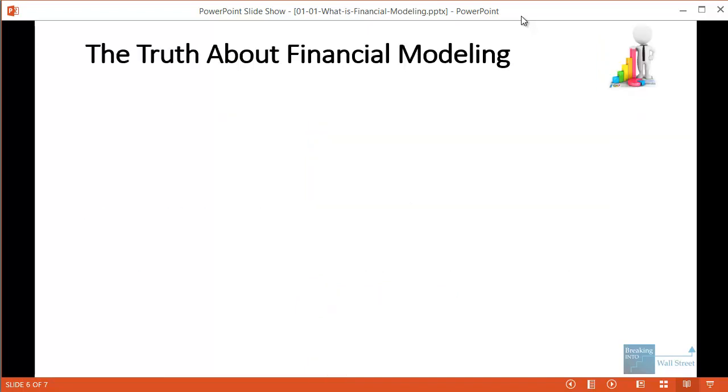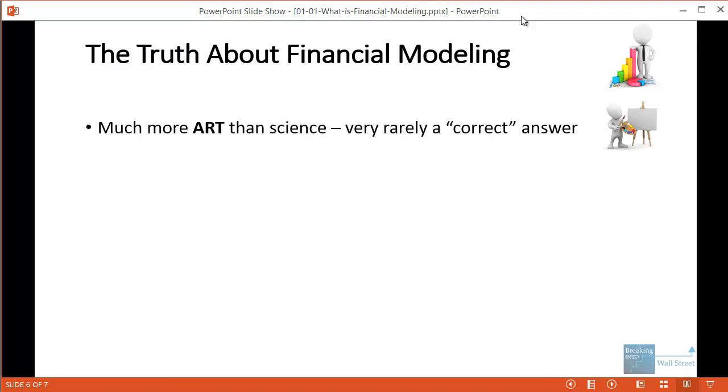Now, there are a couple points about financial modeling that a lot of people overlook or don't really get correct, and there are a lot of misconceptions about it as well. Going back to the point I made before, if you look at this topic online, you find, in my opinion, a lot of confusing and misleading information that doesn't make it clear exactly how you use this. The first thing is that modeling is much more art than science.